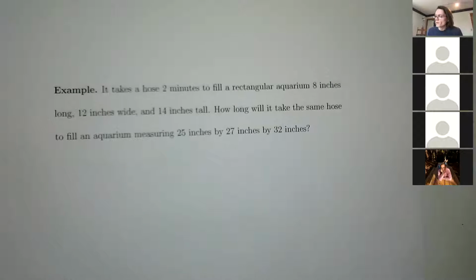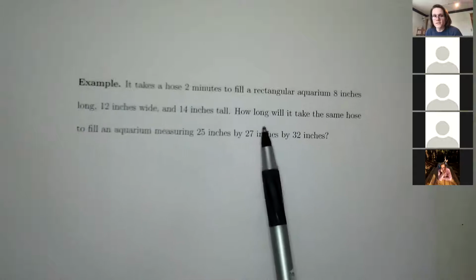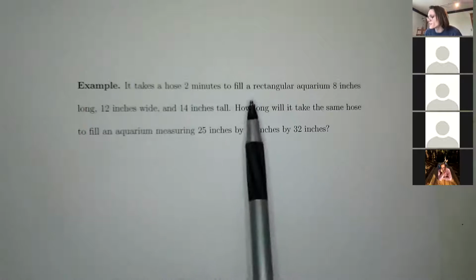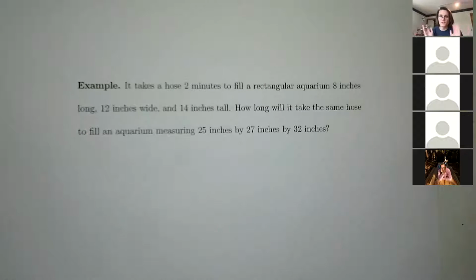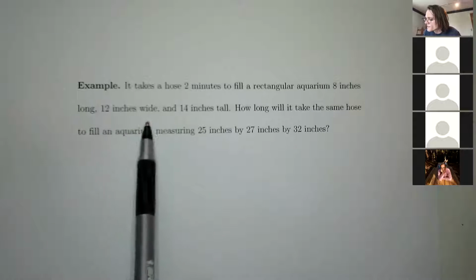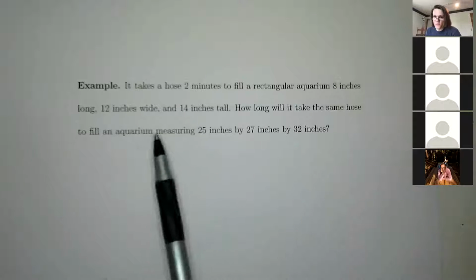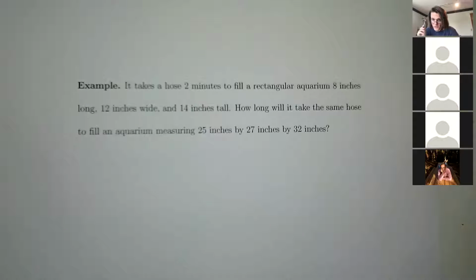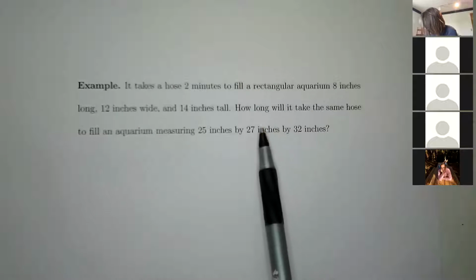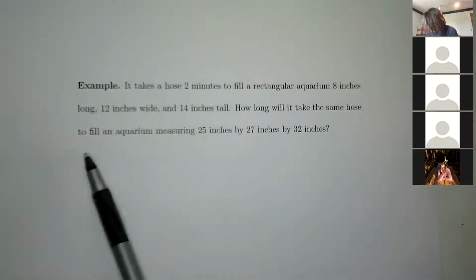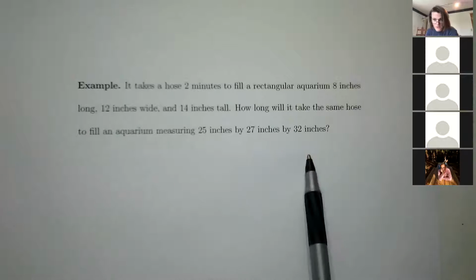This one's about a hose. It takes a hose 2 minutes to fill a rectangular aquarium. So this one actually tells you it's a rectangular aquarium, 8 inches long, 12 inches wide, and 14 inches tall. So if you think back to the geometry stuff we did in the earlier chapters in this book, remember, it's like a rectangular prism. So it's like a big box. It's an aquarium, and they give you the 3 dimensions. And so we know how to find the volume of that. We just multiply those dimensions together. How long will it take the same hose to fill an aquarium measuring 25 by 26 by 32?